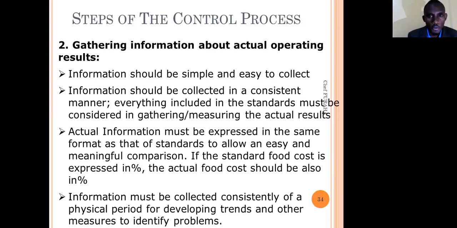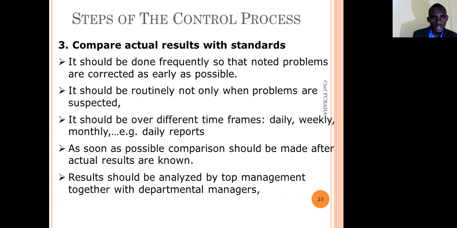So this information, you get it from books of accounts, for example. You gather information from reports. You gather information by going on the ground to check what is happening. So information can be gotten from different areas.